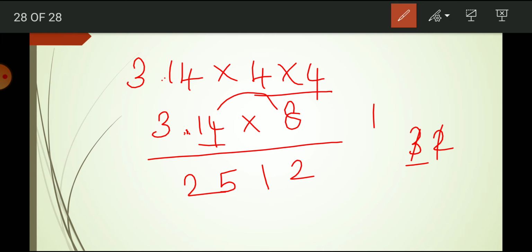Here there are two decimal places, two numbers after the point. So we should mark the decimal value after the two digits from the right: this is 1, this is 2, so leaving out two values, we put the decimal point. So these are the values.